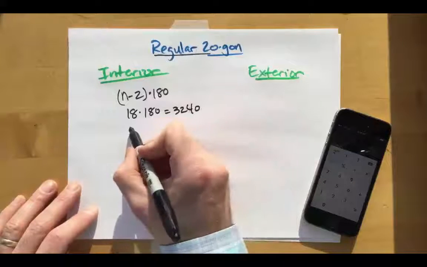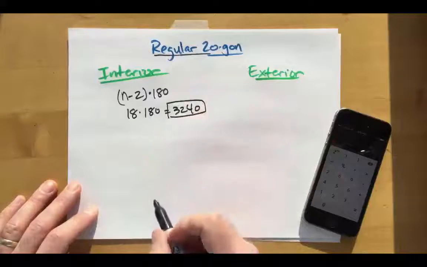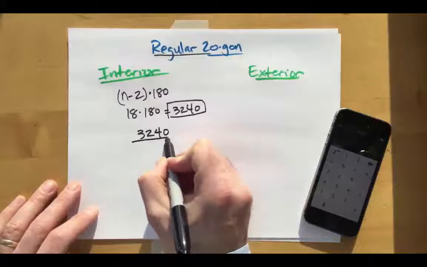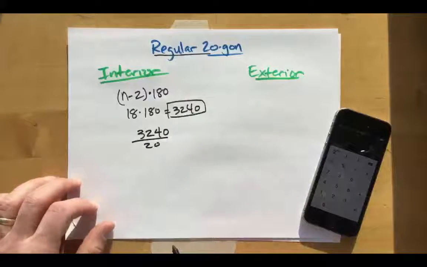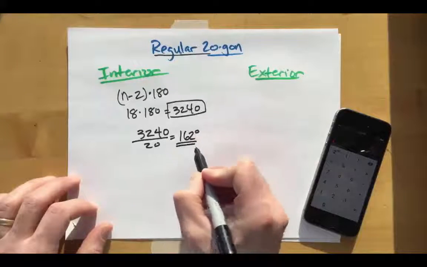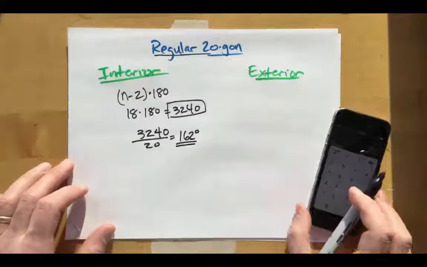which will result in 3,240. And now we need to take that sum of all 20 interior angles and divide that evenly amongst those 20 angles. So we need to divide 3,240 by 20, and when we do so, we'll get 162 degrees. So each interior measure is 162 degrees.